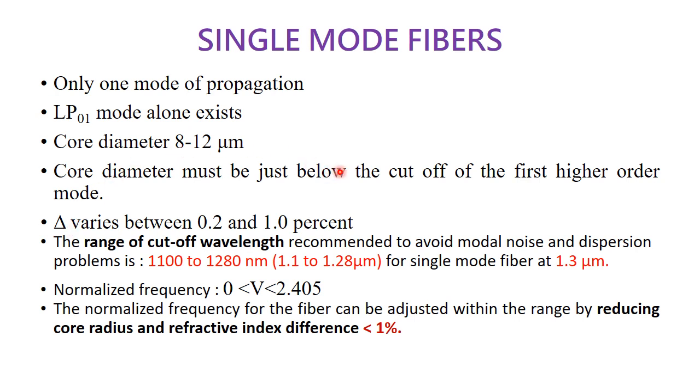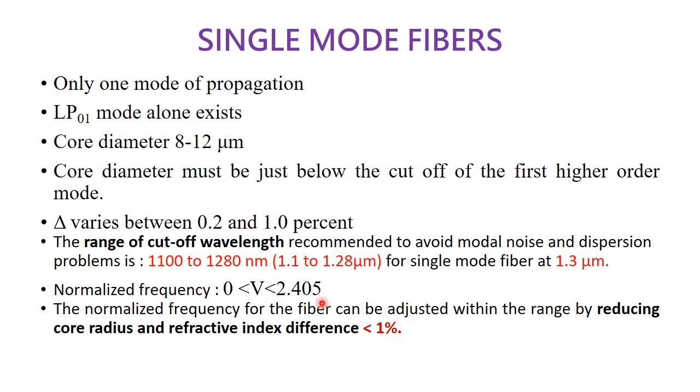The range of cutoff wavelength recommended for the single mode fiber, to avoid modal noise as well as dispersion problems, is from 1.1 to 1.28 micrometer, and practically we will be using 1.3 micrometer. The next parameter is the normalized frequency, which gives the light gathering capacity of the fiber. For the single mode fiber, it should be in the range of 0 to 2.405.